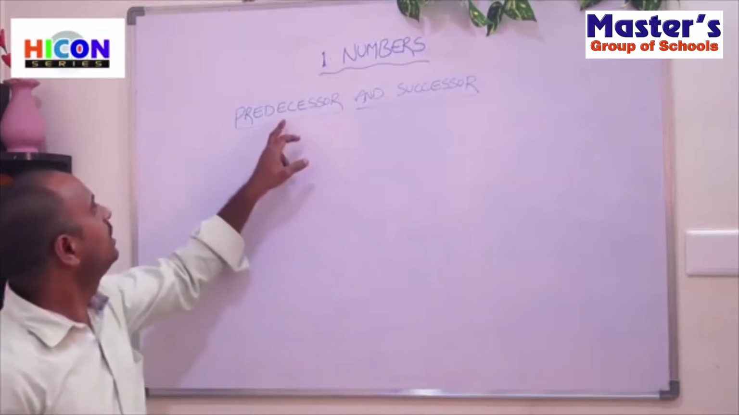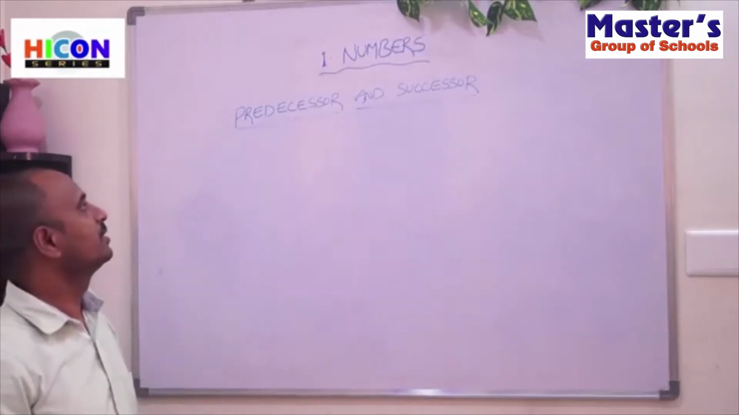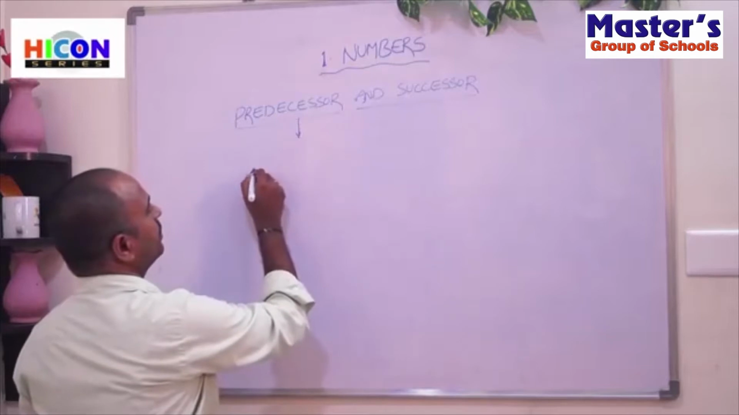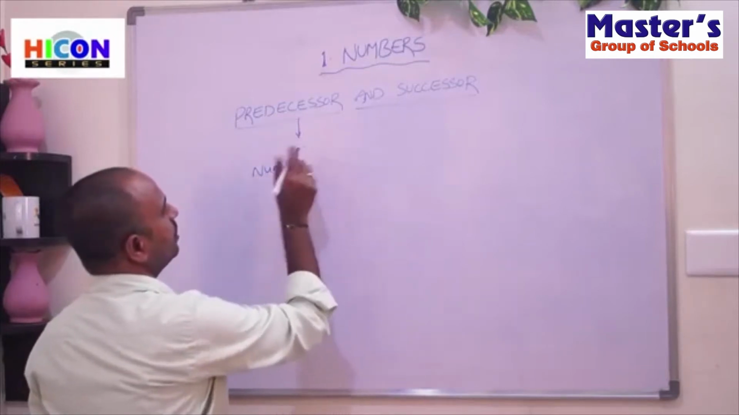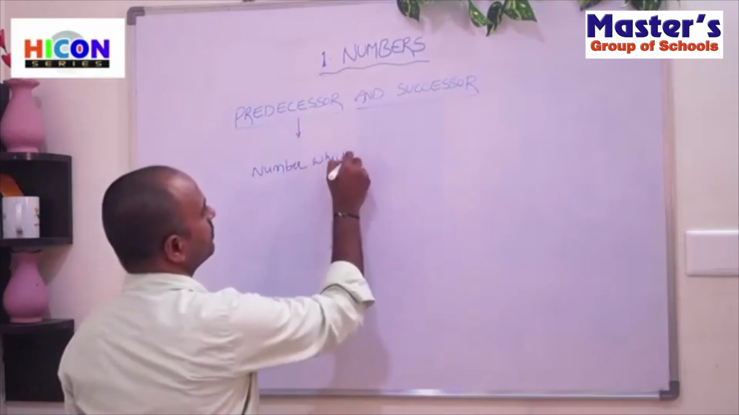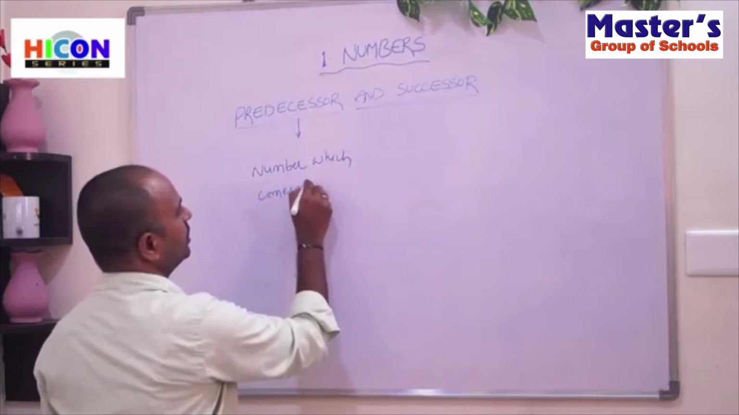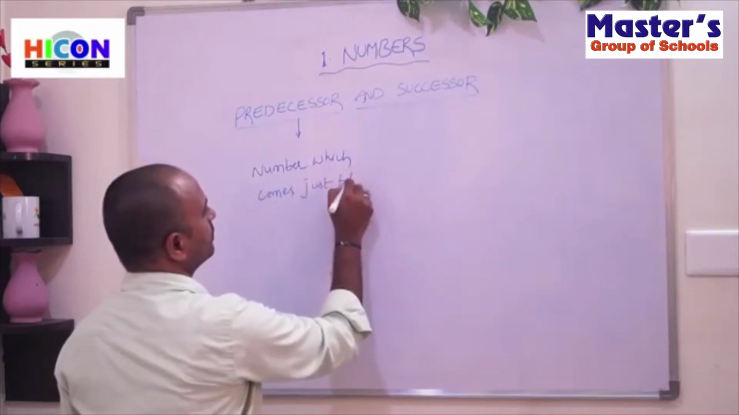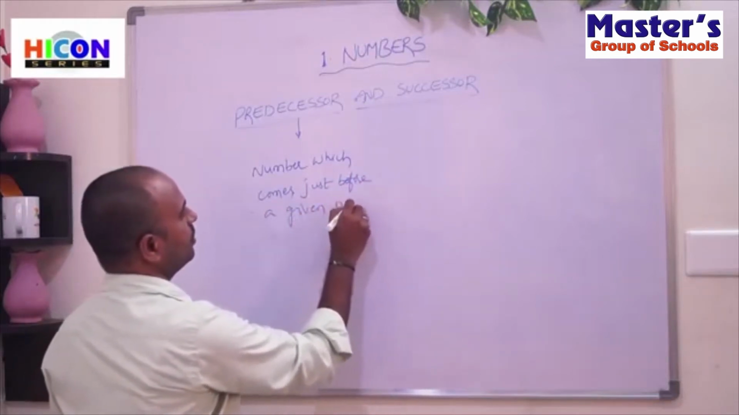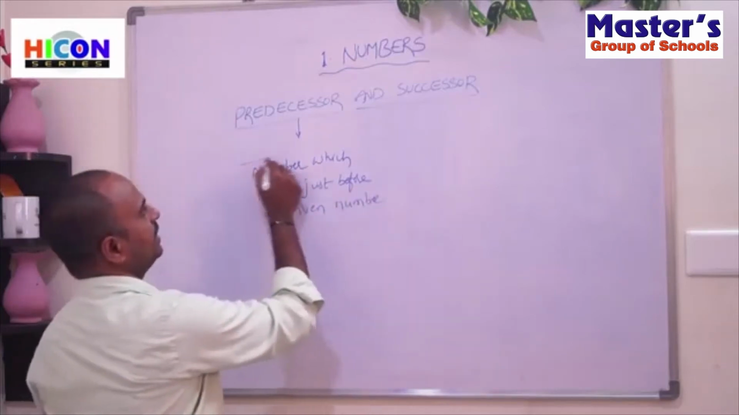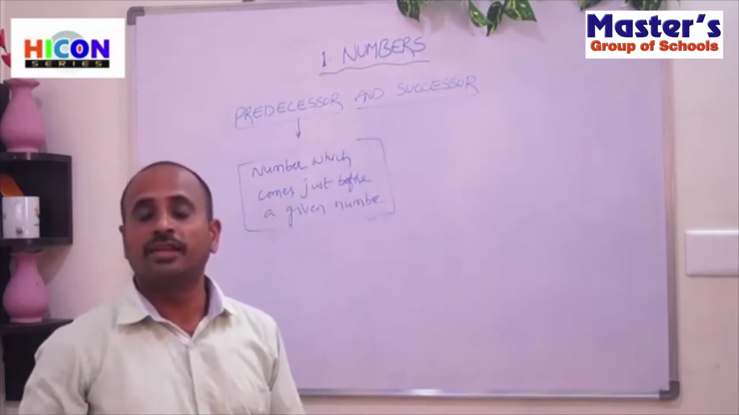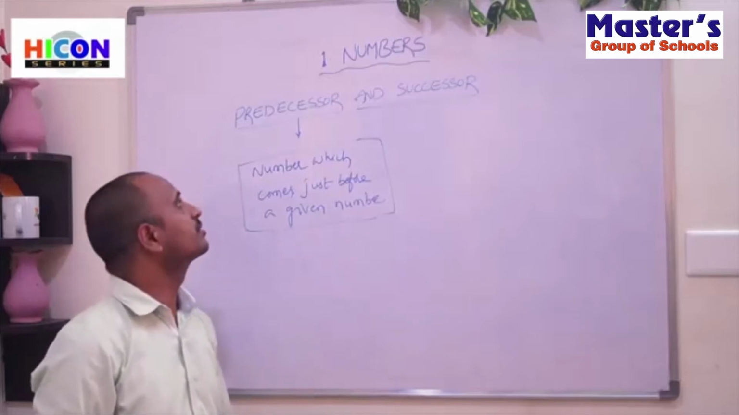So let us see what is predecessor. Predecessor is a number which comes just before the given number. So the number which comes just before a given number is called predecessor.